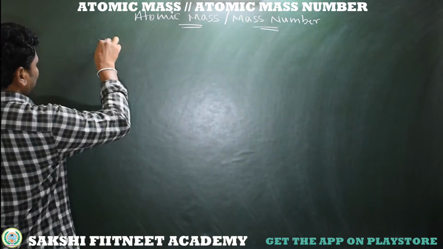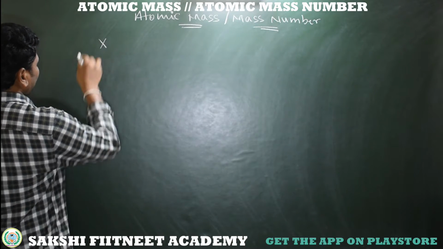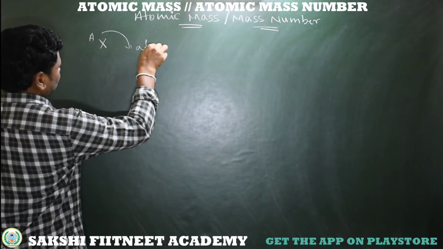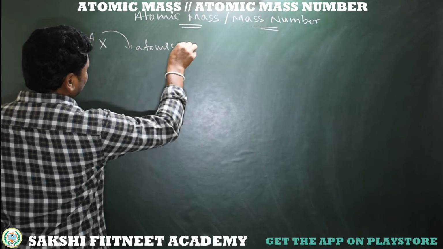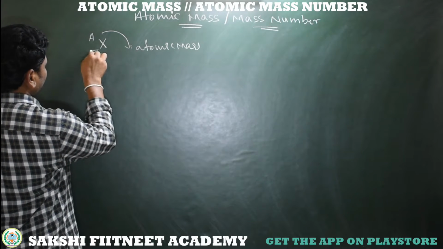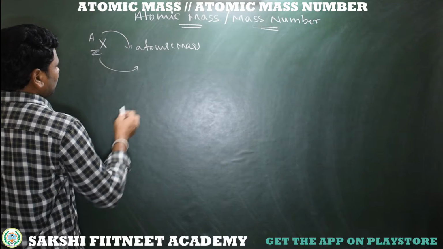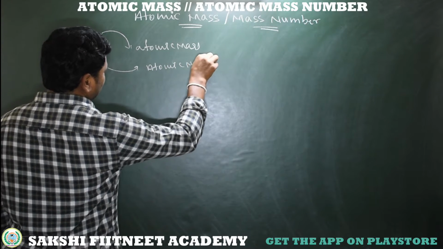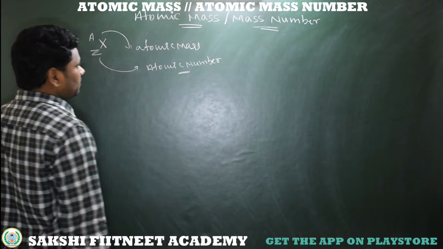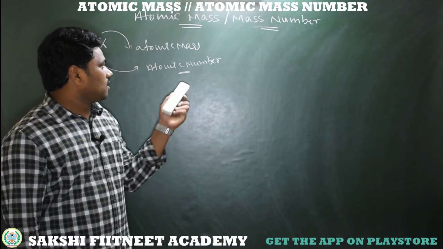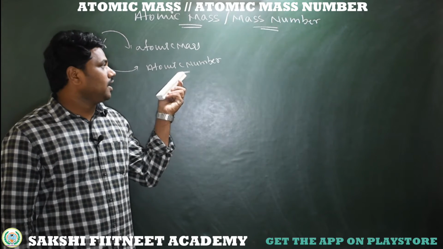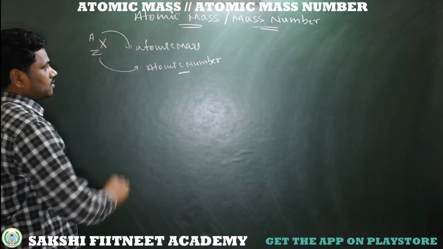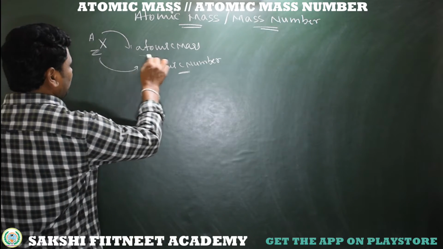So let's begin. Simply here assume this is the element. Here A we are denoting for atomic mass, and Z as a subscript we are taking for atomic number. So what is atomic number? In our recent videos we already learned about what is atomic number. Simply, the number of protons present in the nucleus of an atom is called atomic number. So now coming to atomic mass.